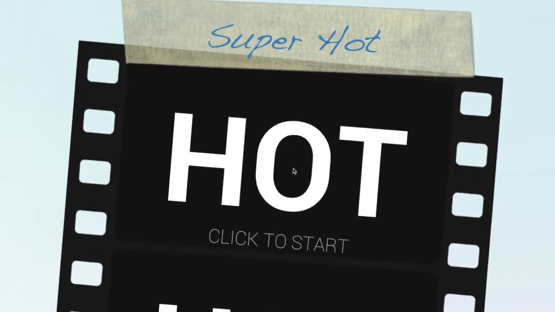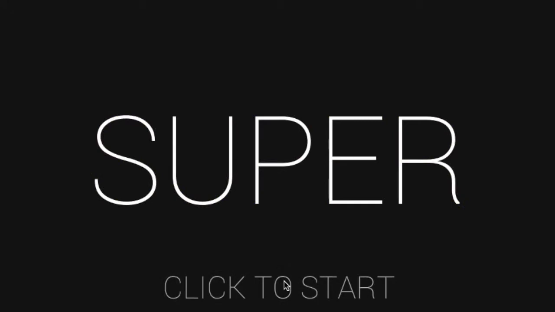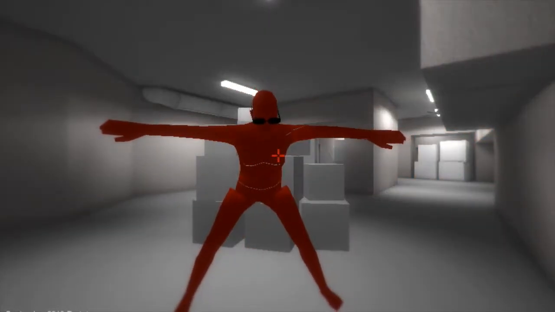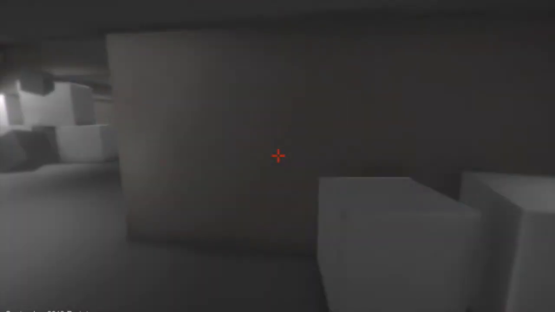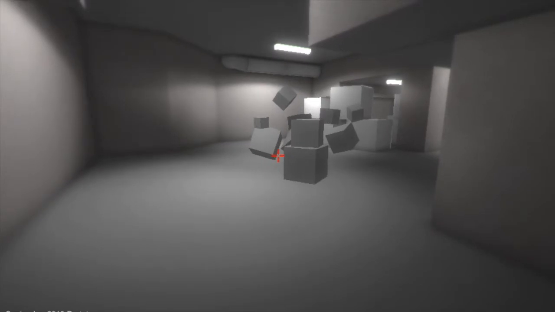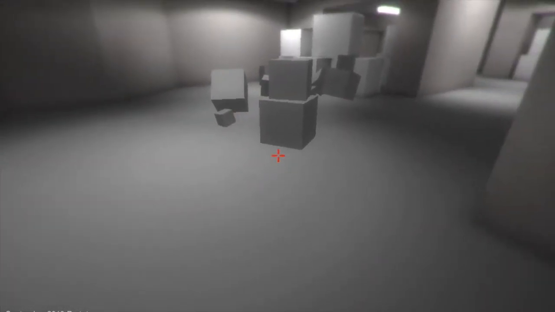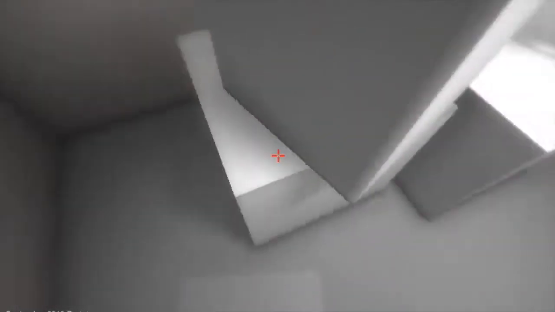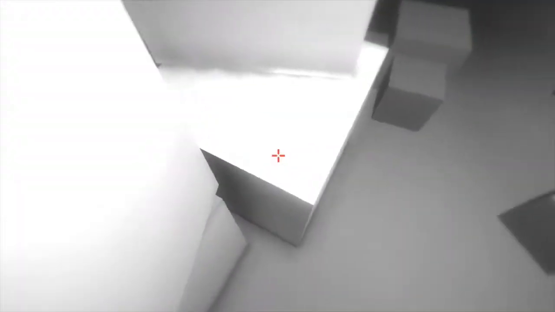Super hot. It's got a very great time mechanic, which essentially is time slows or completely stops when you're standing still. However, when you start to move, it goes to normal time. Whoa, I can wall jump.